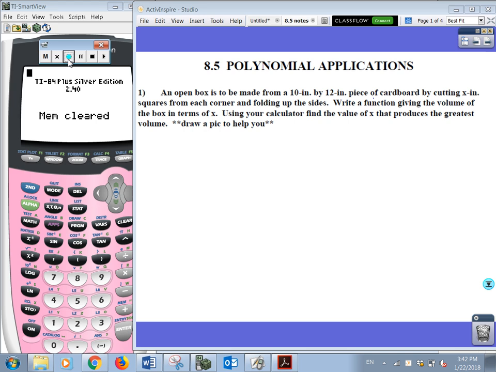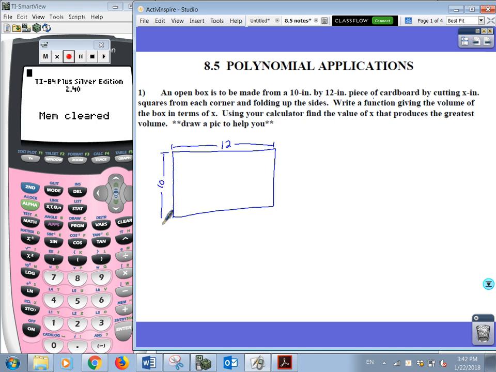All right, so an open box is made from a 10 by 12 piece of cardboard. The best thing to do is to draw a picture. So here's a 12 by 10-inch piece of cardboard. It says we're going to cut x-inch squares from each corner and fold up the sides to make a box. So I would draw that in there. Draw little x-length boxes. So what that ends up being is it folds it up. So here, if I were to draw the box, that's what the box looks like.